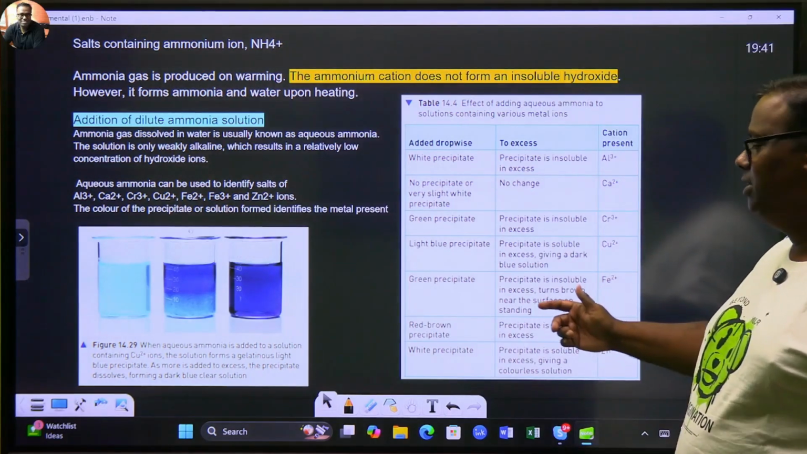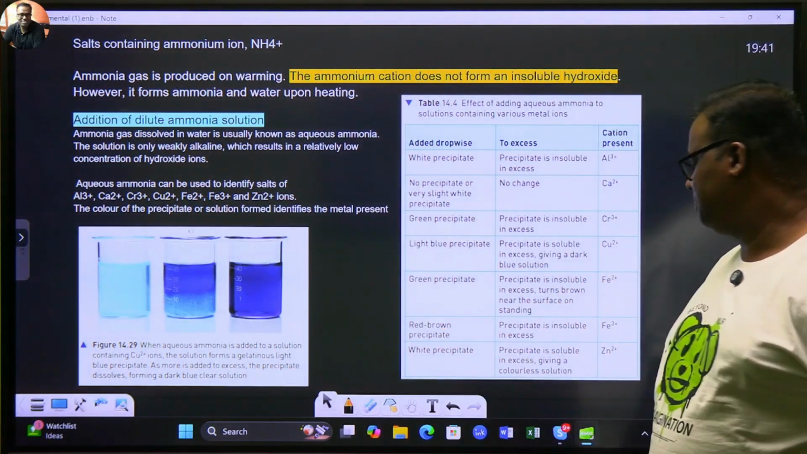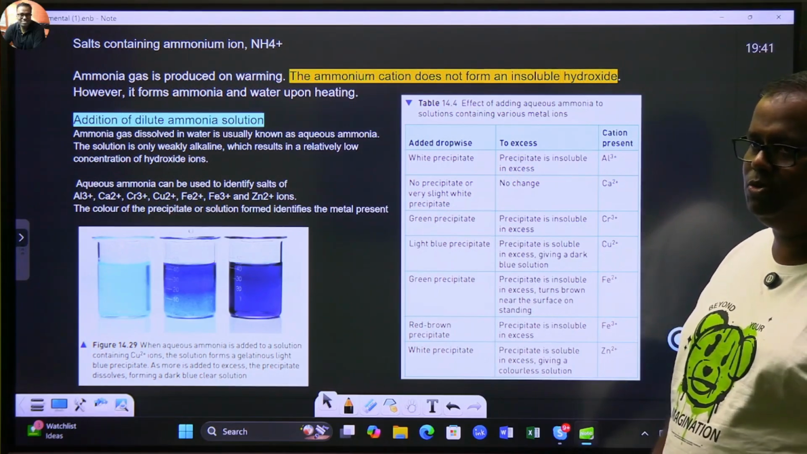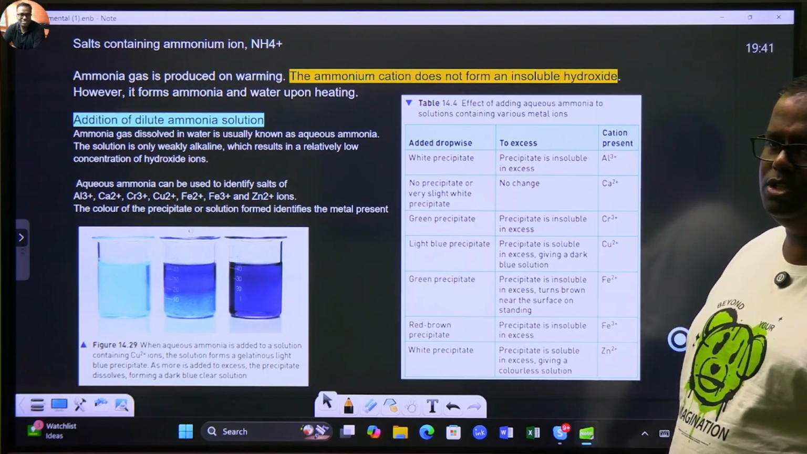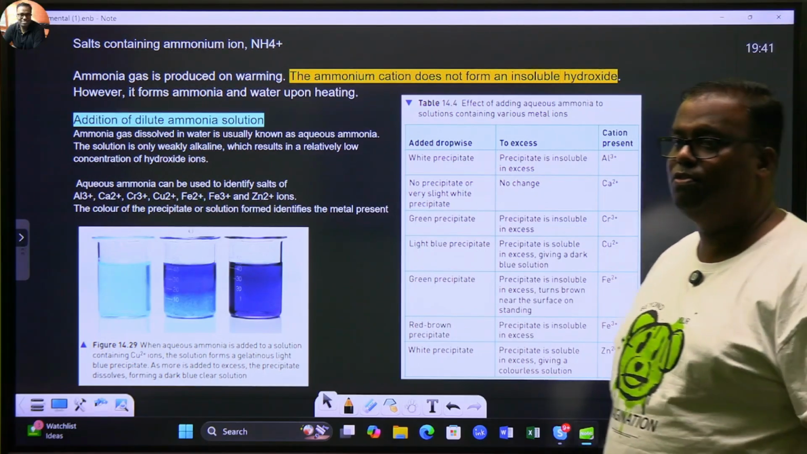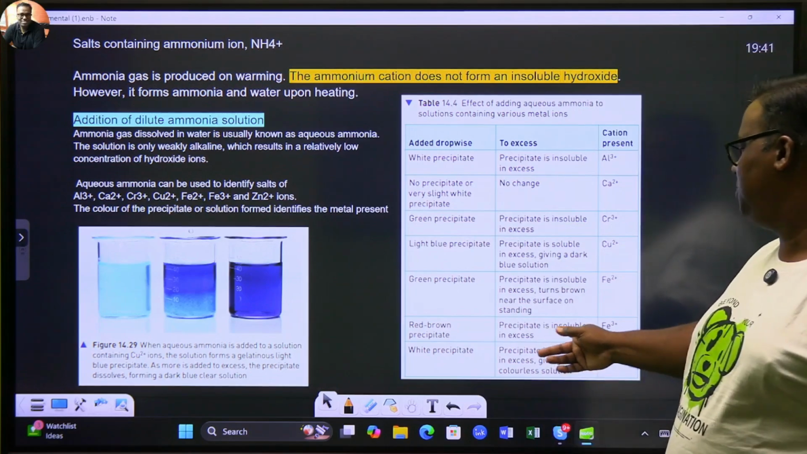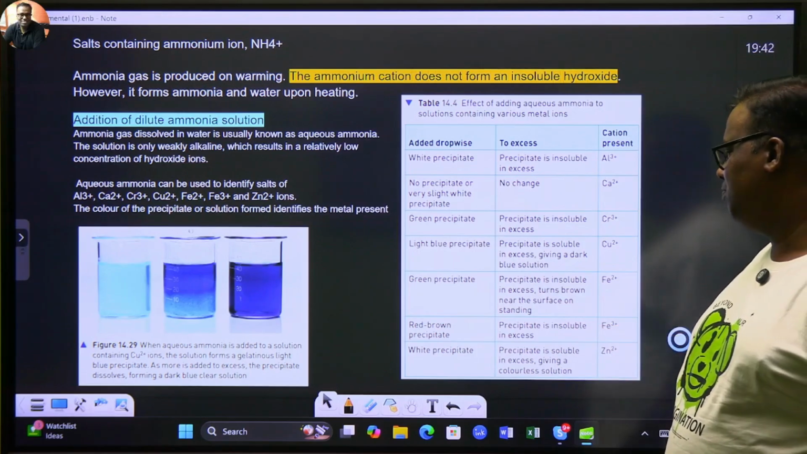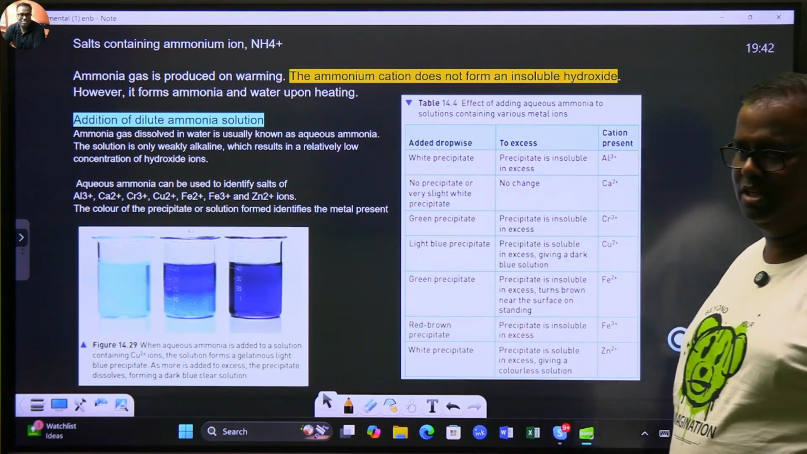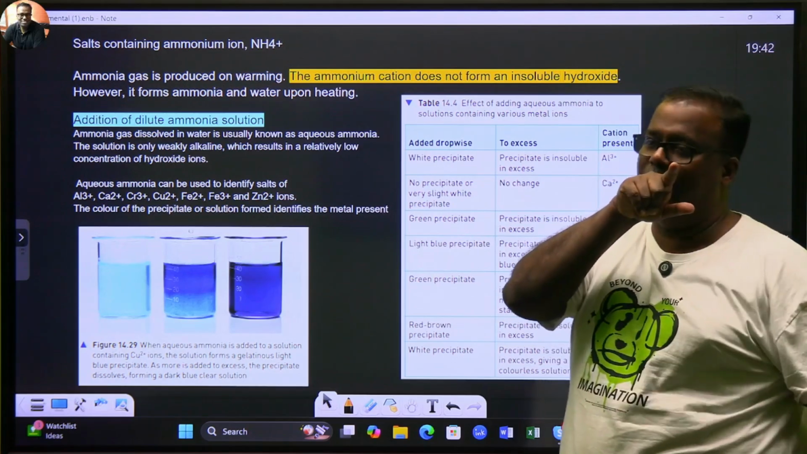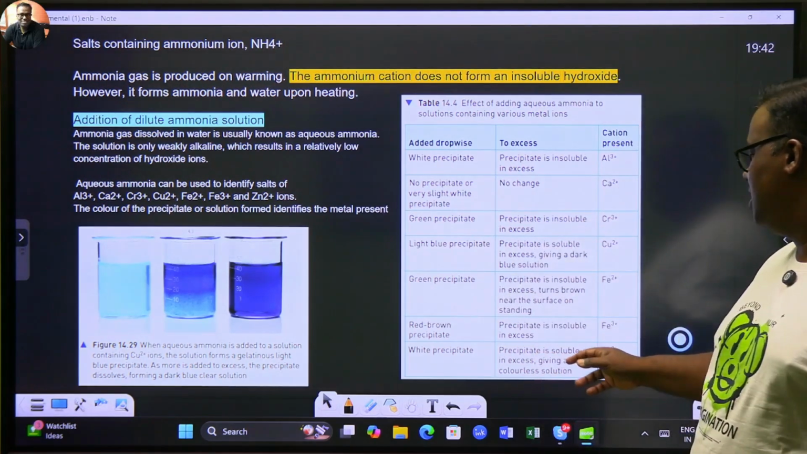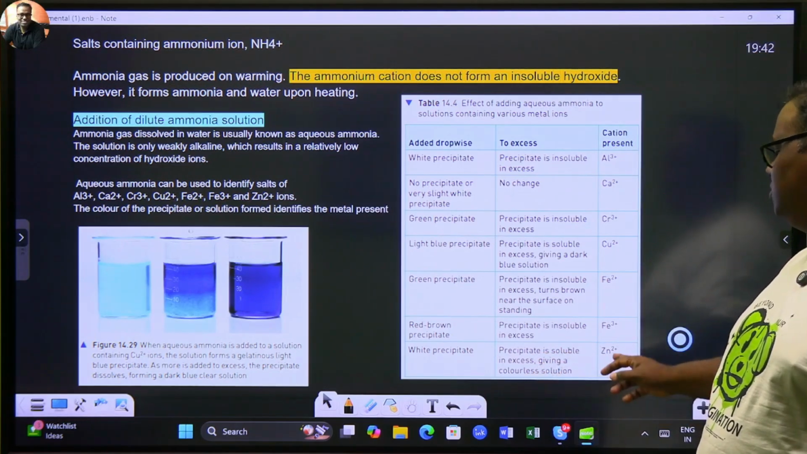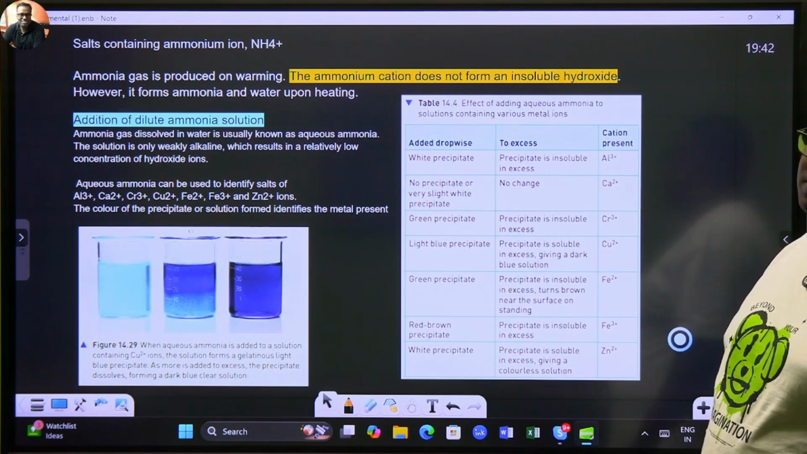Okay, next one. Red brown precipitate. Let's go back to sodium hydroxide. You get a red brown precipitate which is insoluble, meaning Fe3+ ferric ions. Out here the precipitate is insoluble, same Fe3+. And the final is white precipitate. This was something which was not there earlier. White precipitate that is soluble in excess, giving a colorless solution, so it is zinc.